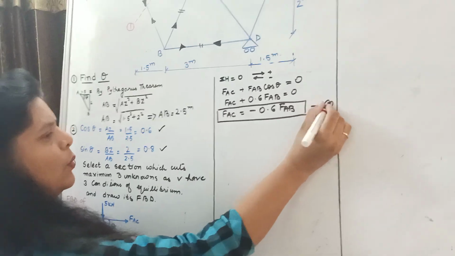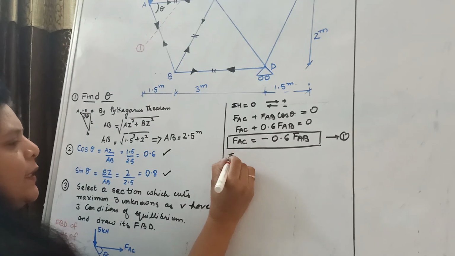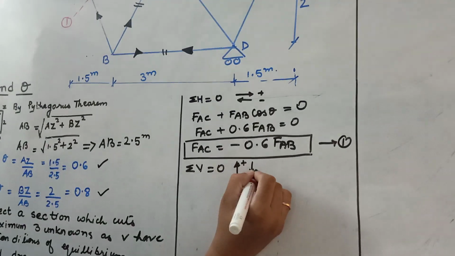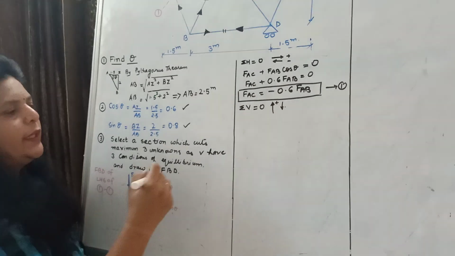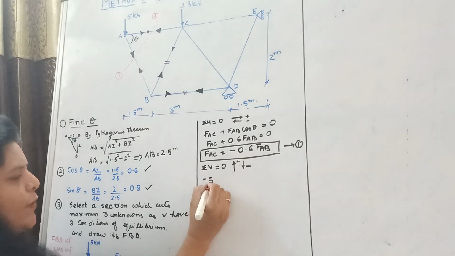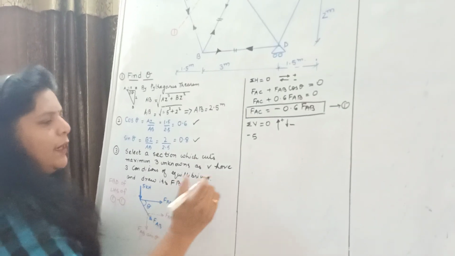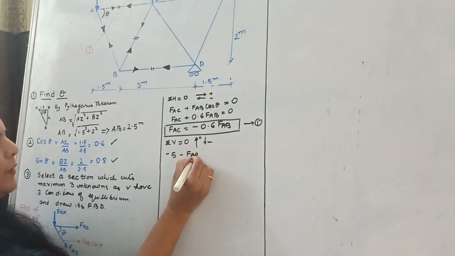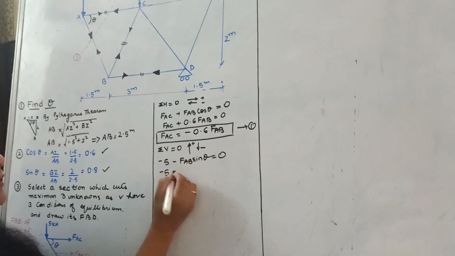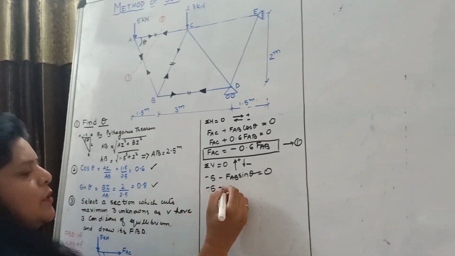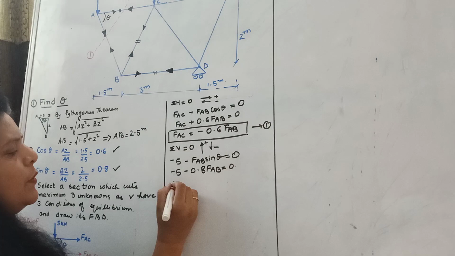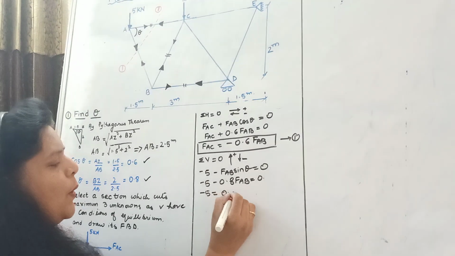Now I will apply my second condition, that is sigma V is equal to 0. What is the sign convention? Upward positive, downward negative. The 5 is in the downward direction, so negative, minus 5. Then FAB sin theta in the downward direction, negative, is equal to 0. What is sin theta we have calculated? 0.8. So 0.8 FAB is equal to 0. So minus 5 is equal to 0.8 FAB.